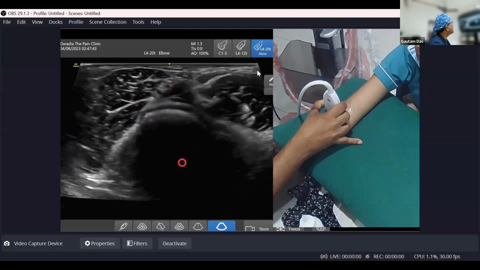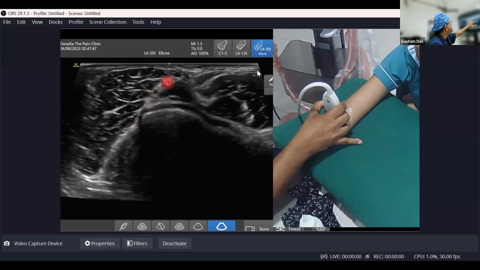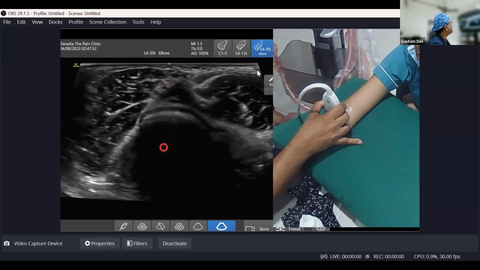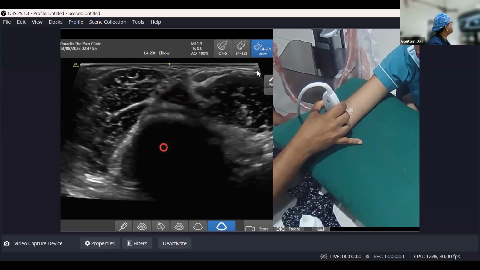And now if I'm coming down, some vessels also will be coming now. Some vessels will be coming here. Some vessel is there and some vessel is there. Basically, you will be able to see the four black dots. So initially it will be only two black dots, the nerves, and the vessels will be coming later.